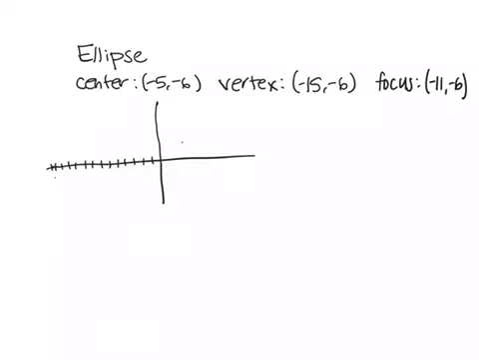Well, we're close there. We'll just make that one go off the screen. And then, so your center here is located at -5, -6. So this would be the center. You have a vertex at -15, -6. So all the way over here, we have a vertex. And then you have a focus at -11, -6. So here's your focus.